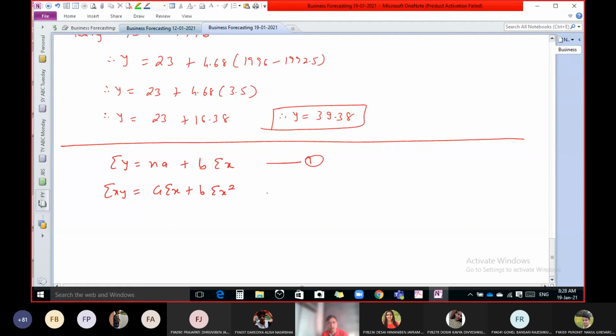See the coefficient of a here. Coefficient of a is n, and here the coefficient of a is sigma x. So let us multiply equation 1 by sigma x and equation 2 by n. Multiplying equation 1 by sigma x, what we get? Sigma x into sigma y, that is the left hand side of equation 1. Here n a sigma x plus b, and then sigma x into sigma x, that is nothing but sigma x the whole square.